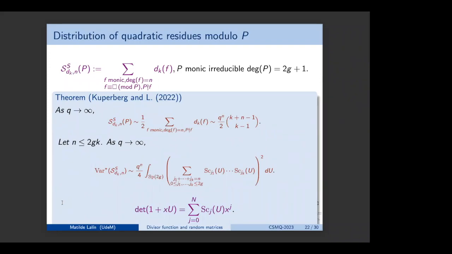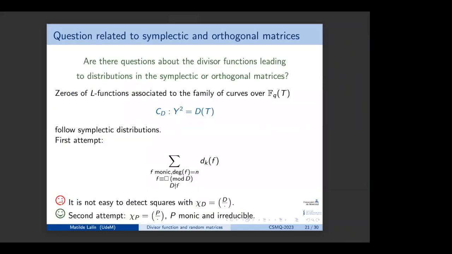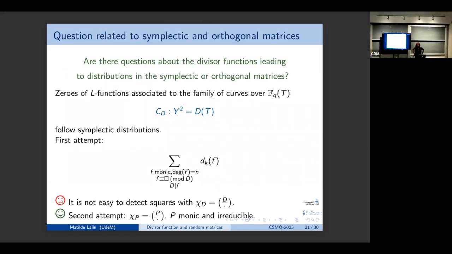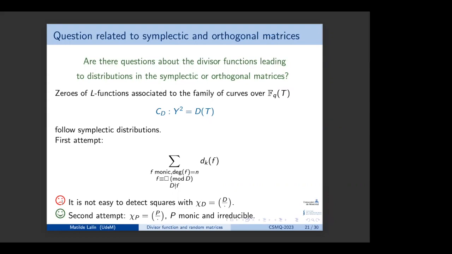Yes, there was D. What is the difference between D and P? D is an arbitrary polynomial that is square free. I didn't say before that it's square free, but it is just an arbitrary polynomial of fixed degree. The first thing we wanted to do was to sum over things that are square modulo whatever. But it turns out that if you do a square modulo whatever, things get very difficult. So then we restricted the whatever to P, a monic irreducible polynomial.